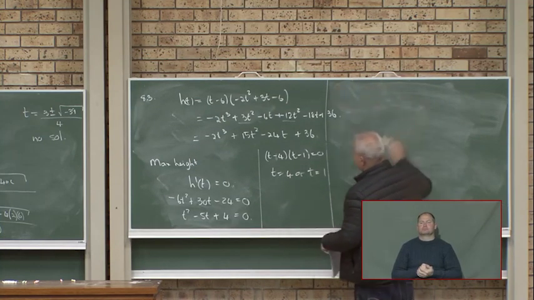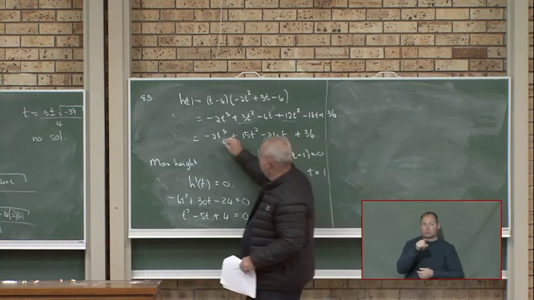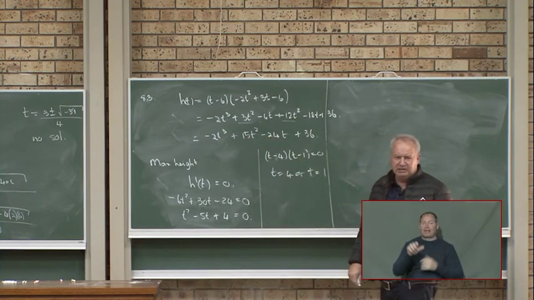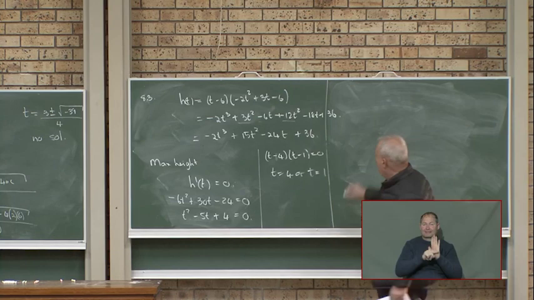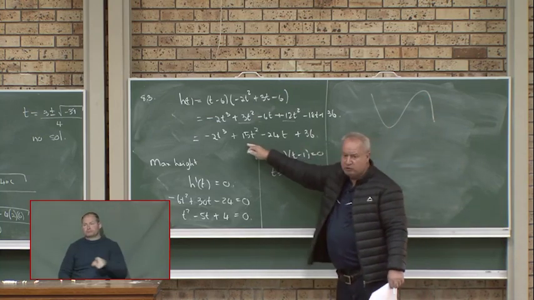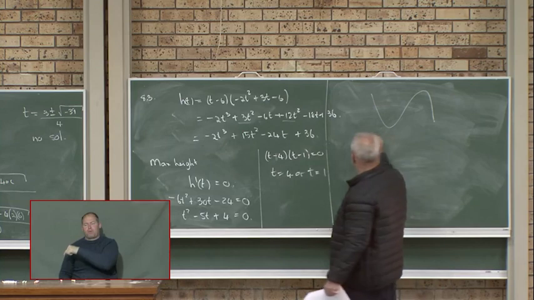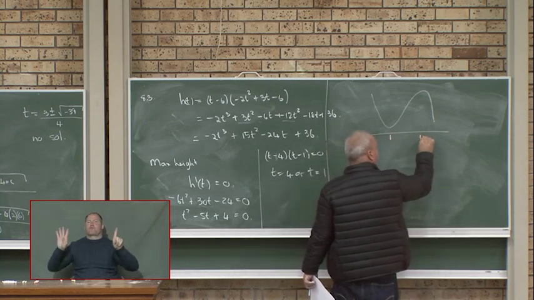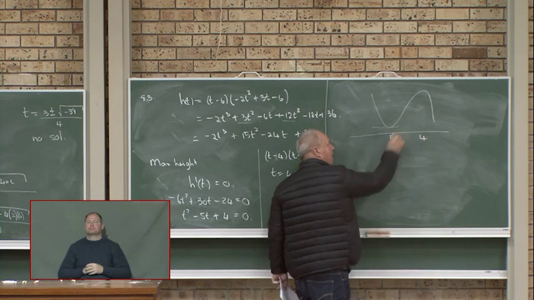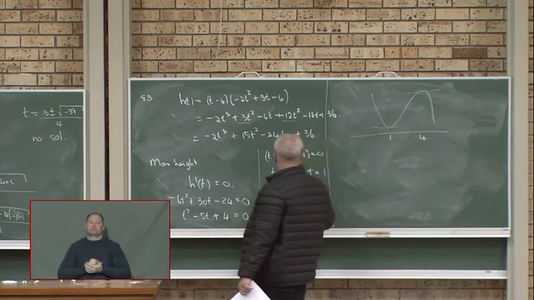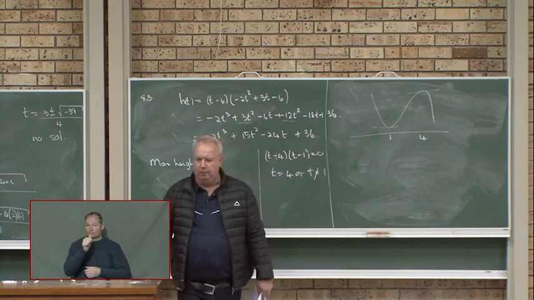You all understand that this is a cubic graph and the a value is negative. If the a value is negative, I start in heaven and I land up in hell. That's the shape of that cubic graph. And on a number line, I've got 1 and 4. So it is a minimum at 1 and it is a maximum at 4. So the answer is t equal to 4.